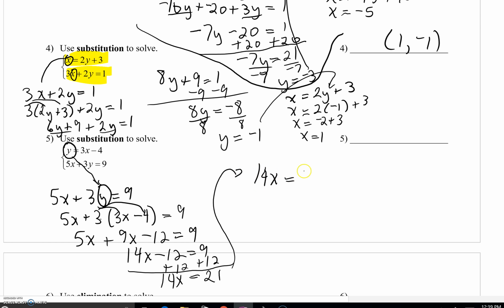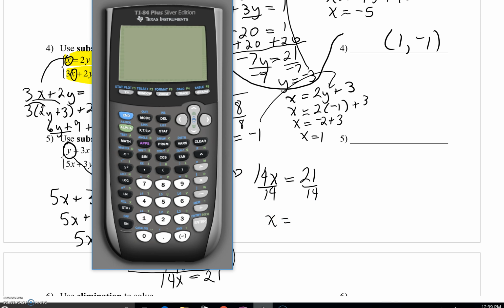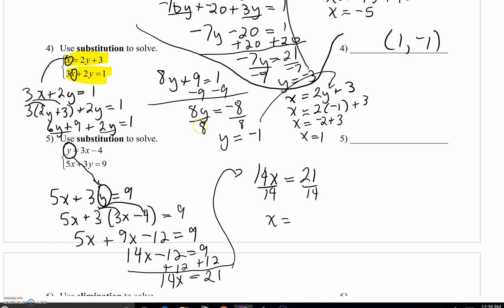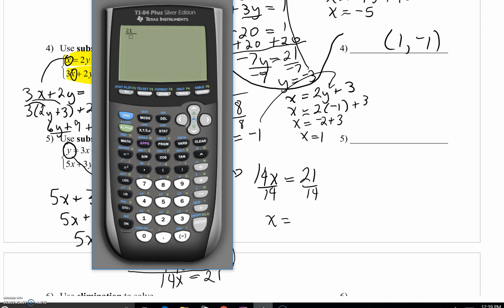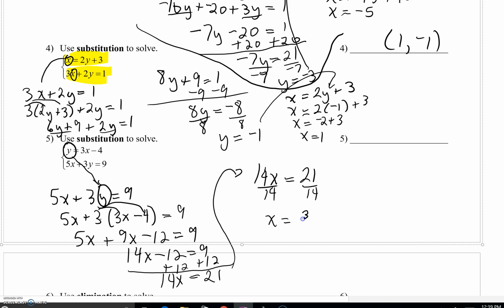This is where kids can fear the worst. They can think, wow, I must have made a mistake. In all honesty, this is perfectly okay. 21 divided by 14, look, that is, of course, a fraction, and you can always do an alpha y equals to reduce that fraction if you'd like. By the way, a decimal would be just as good in this regard. But 21 over 14, you'd get 3 halves, 3 over 2.